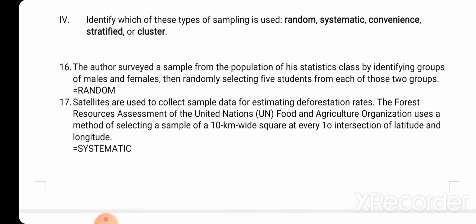And number 17, satellites are used to collect sample data for estimating deforestation rates. The Forest Resources Assessment of the United Nations Food and Agriculture Organization uses a method of selecting a sample of 10-kilometer wide squares at every one intersection of latitude and longitude.